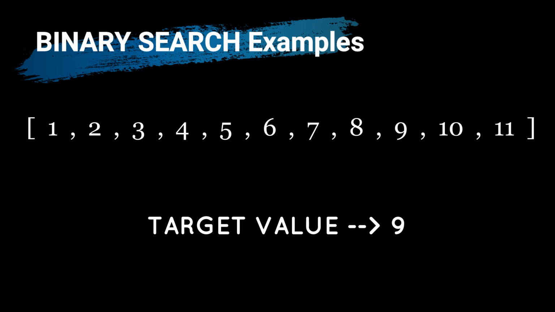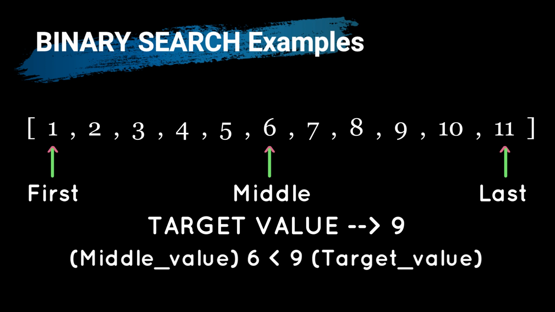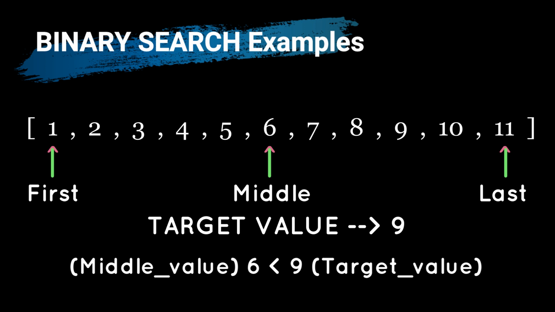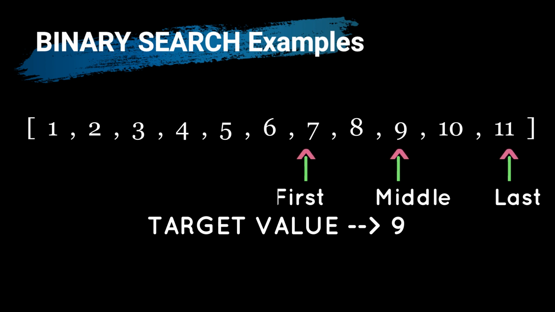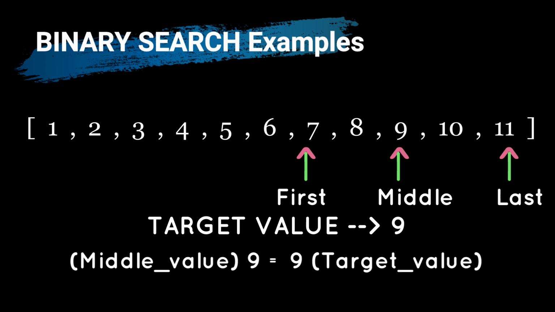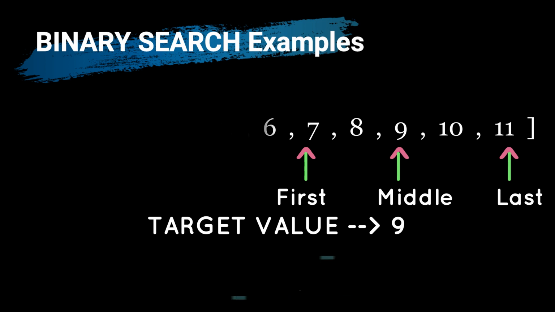Now again we have to check whether our middle element is equal to our target value or not. No, it's again not equal to our target value, it is less than our target value, so we have to narrow our interval into the upper portion. Now our first index pointer is pointing to the 7th element. Now again we will check our middle element, is the middle element equal to the target element? Yes, it is. Great, we again find our target value.